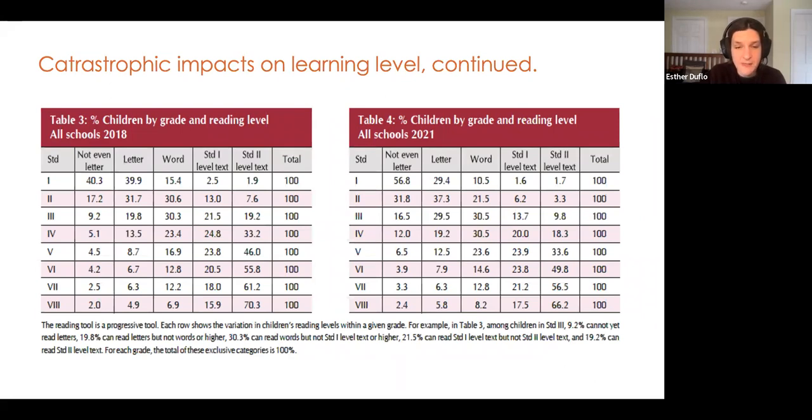The same thing can be said very much about reading level. If we're looking, for example, at standard 5 reading levels, in 2018, only 46% of kids could read a standard 2 level text. But in 2021, only 34% of them could read a standard 2 level text. So there really has been a huge drop in the learning of the kids during the pandemic, perhaps not surprisingly.